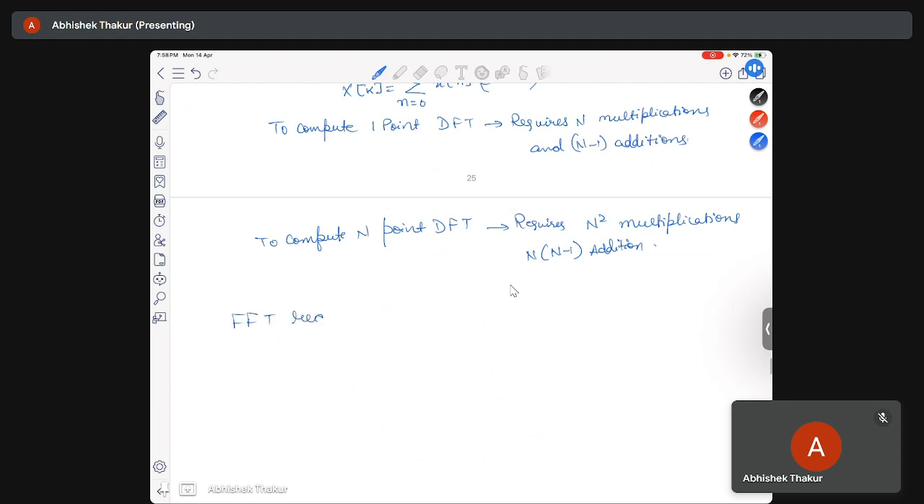FFT reduces the number of multiplications to N by 2 log base 2 of N and the number of additions to N into log base 2 of N. So there is a butterfly structure and there are different ways to compute the FFT. So generally FFT reduces the complexity. So that's why we are using it.